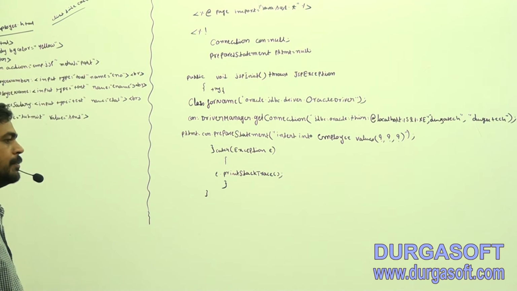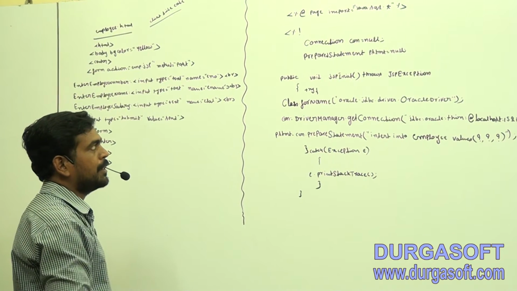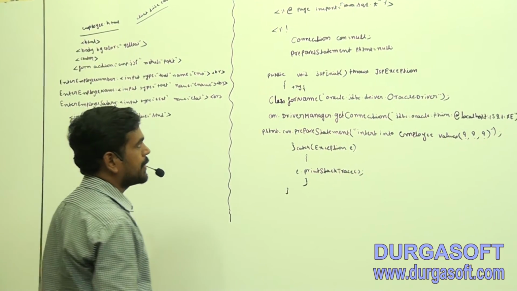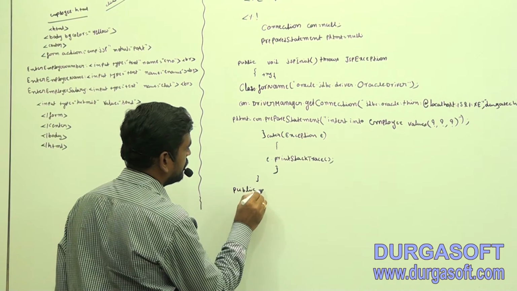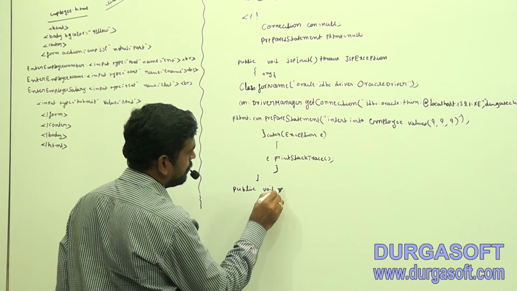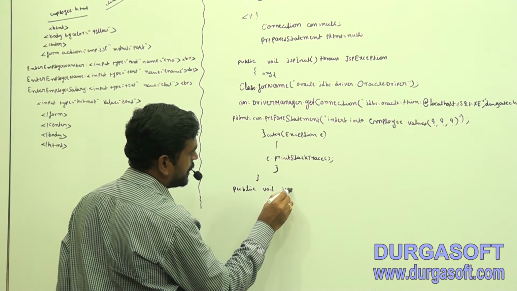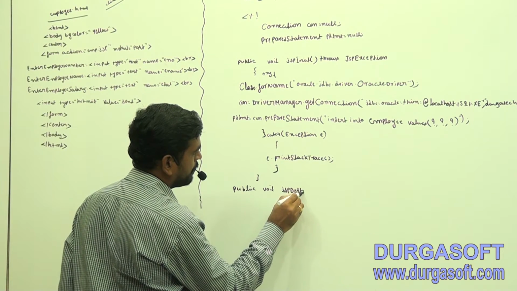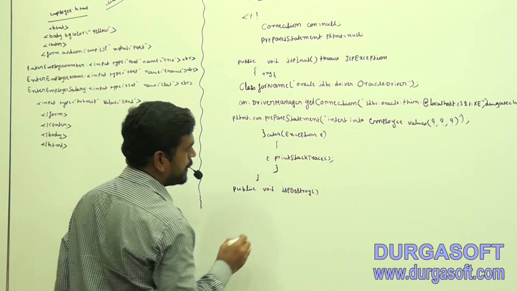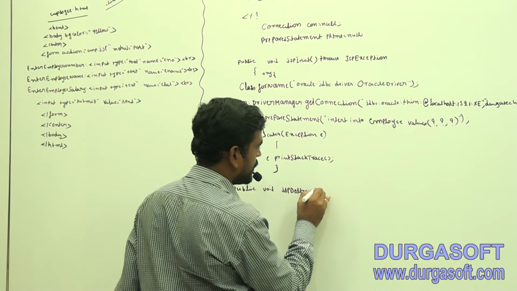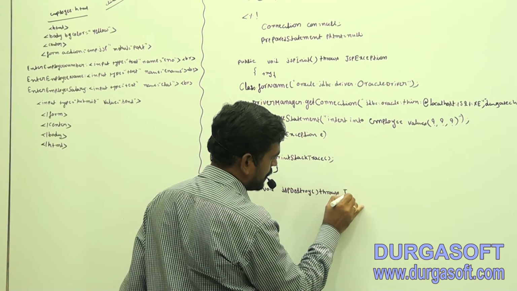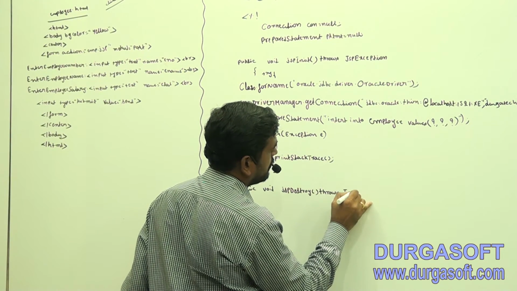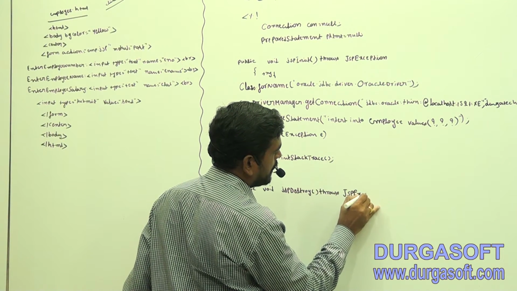After that, what we have to do, we need to take the destroy method. So how to take the destroy method? Like this: public void jspDestroy, under that throws JSPException.